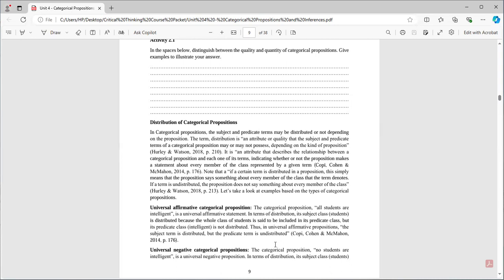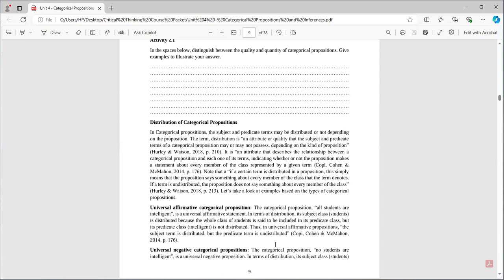No, sir. Not necessarily. They are not the same. So it means that it is not distributing the predicate class. It is only the subject class it is distributing. It is putting the subject class in the predicate class.